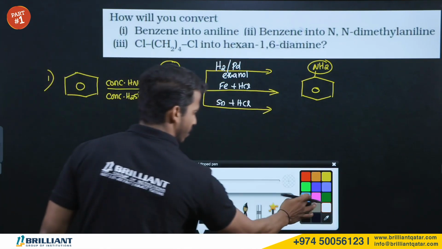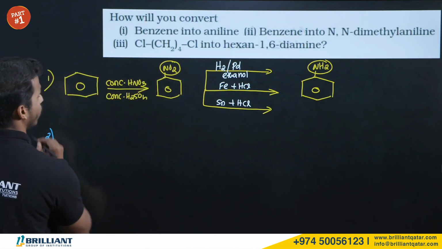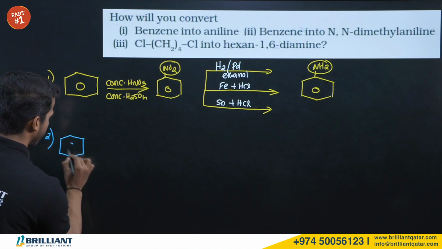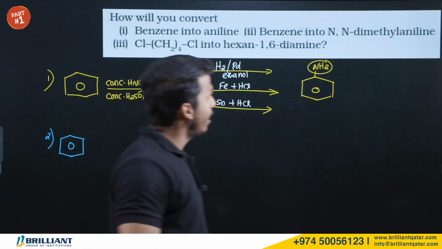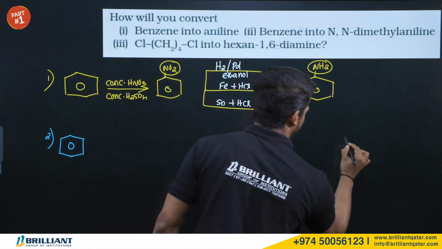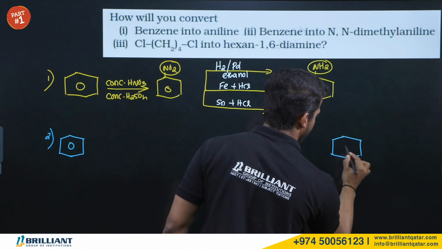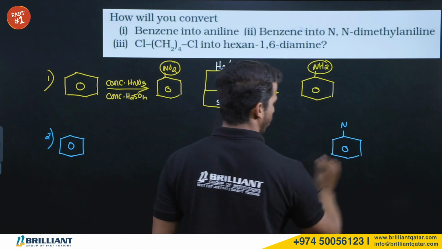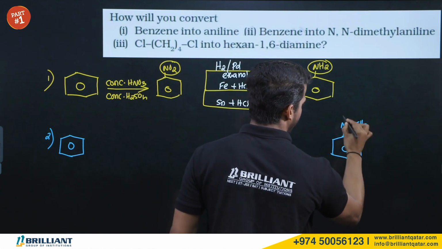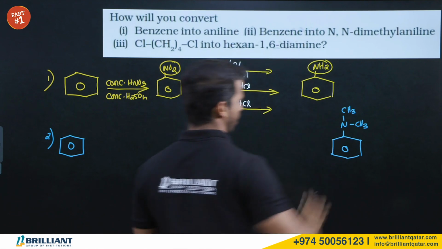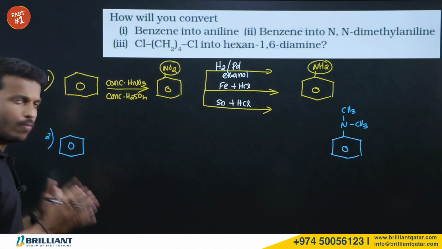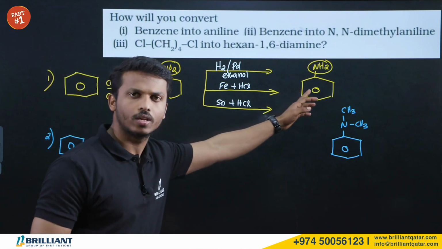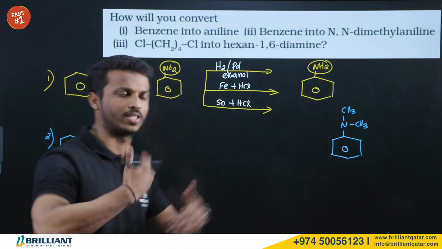Second question, the same thing. Benzene, the starting material again, into N,N-dimethylaniline. What is N,N-dimethylaniline? This is a benzene with a nitrogen, an aniline group, and N-dimethyl, because nitrogen contains 2 methyl groups. How is it possible? Anyway, we need a nitrogen on benzene ring, which means the previous step we have to carry out once again, right?